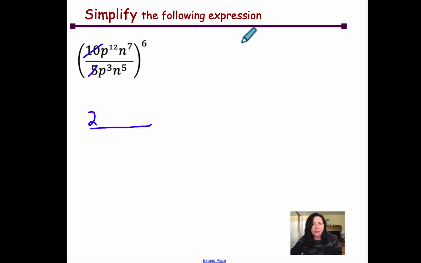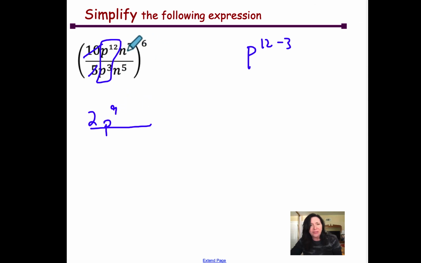12, 3. So this is actually p to the 12 minus 3, right? Because they're subtracting. Keep the base, subtract the exponents. 12 minus 3 is 9. So we have p to the 9th power on top.